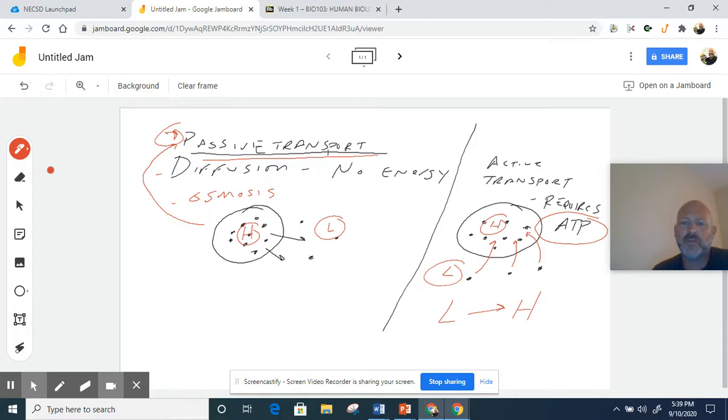Like if you're on your bicycle, you would have to apply energy to do this, right? But if we're going from high to low, this is going down the concentration gradient. If you're on your bicycle, this would be like going downhill. You would not need to apply energy.